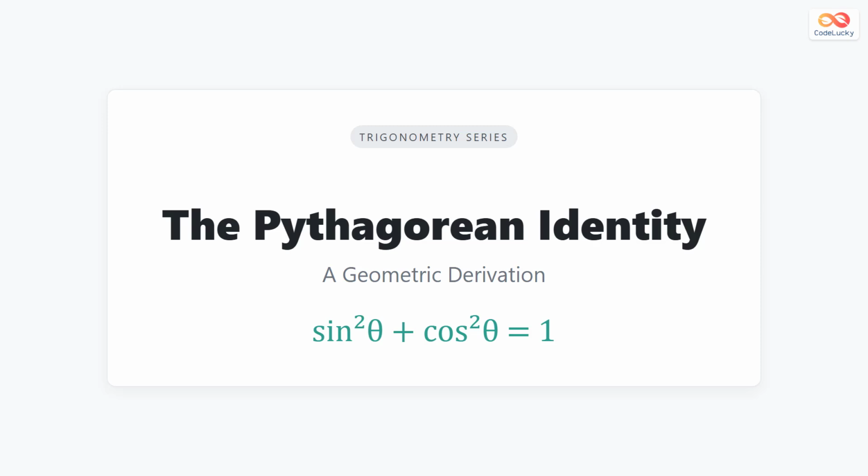Welcome. Today we are going to explore one of the most famous equations in trigonometry, the Pythagorean identity. We will look at a simple geometric derivation to understand exactly why this formula works.